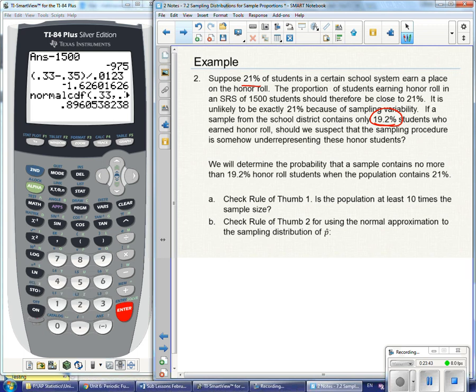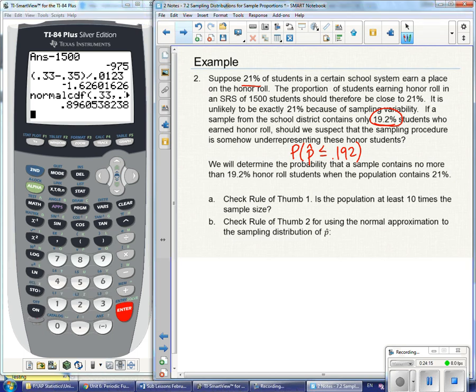Like, is that 19.2 so low that it's screaming that there's a problem either with my procedure or with the claim? So let's find out. So we're going to basically determine the probability that a sample contains no more than 19.2%. So I'm looking for the probability that I would get a result as extreme as this. And because the value is less than what I expected it to be, I'm essentially trying to find the probability of obtaining a sample proportion that is less than 0.192. That is as extreme or more extreme than the one I got.